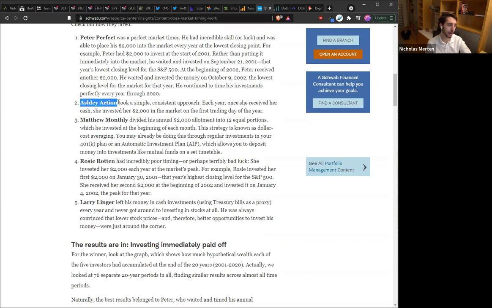Ashley Action takes a really simple approach. It's very consistent, very gung-ho. She's eager to get in the market. She has $2,000 at the beginning of the year, and she just goes ahead and invests in the market on the first trading day of the year. She just puts her $2,000 right into the S&P 500, no questions asked. She's investing in 500 different major companies throughout the global economy, predominantly in the US. Just like that, no questions asked. So that's an interesting strategy. We'll take a look at the returns here in a little bit. Let's go ahead and understand the other personalities.